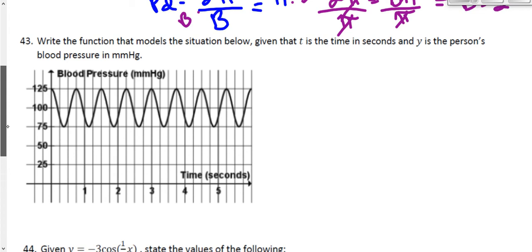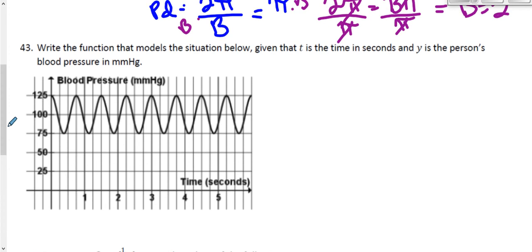So let's take a look down here. We want to create the function that models this situation below. So here's our blood pressure problem. You guys will recognize this from the trig test. To write the equation here, we can again start with the parent function, which is going to be a times the sine or cosine of bx plus c.